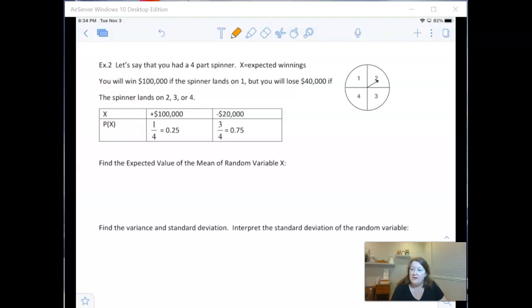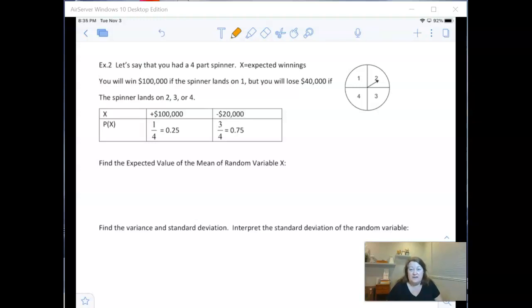So now my random variable is still my winnings, right? And the probability is I have a 25%, right? Only 1 out of the 4 pieces of the circle, a 25% chance of winning the 100,000 and a 75% chance of losing 20,000 instead. But that doesn't sound so bad, right? Because I could either make 100, which is a lot, or lose 20, which is a lot, right?